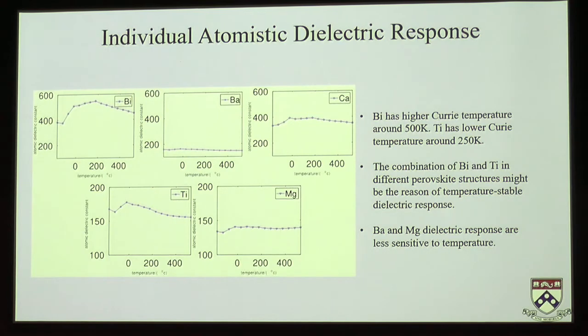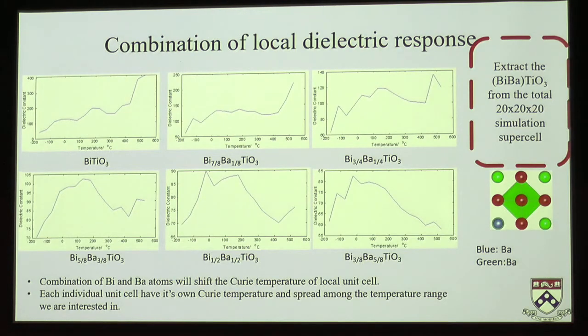So the take-home message in this slide is the bismuth at A side gives the higher QE temperature, and the titanium at B side gives the lower QE temperature. So it's natural to think the combination of them will modify the QE temperature of the unit cell. Next, we calculate the combination of each element in the individual unit cell.